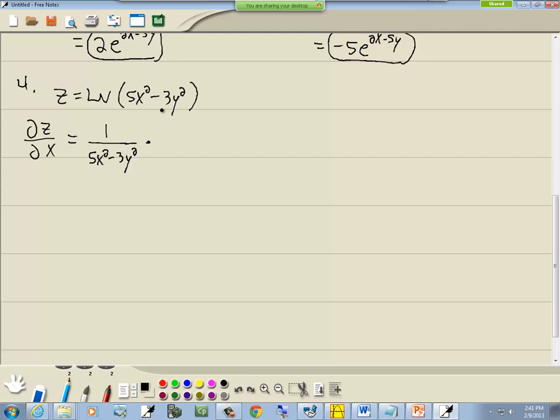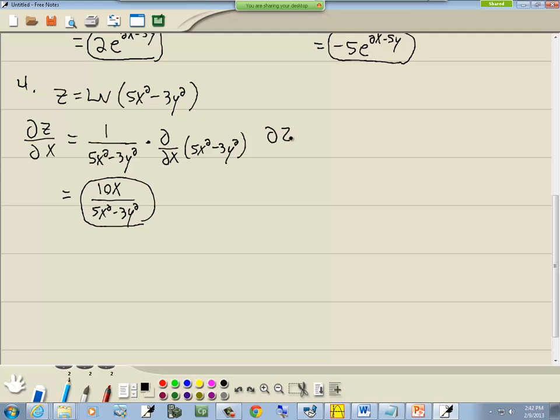But then, remember the chain rule, we have to multiply it times the partial with respect to, in this case, x of 5x squared minus 3y squared. So again, when you've got natural log, the derivative of it is always 1 over whatever's inside the parentheses times the partial with respect to x of what's inside the parentheses. Well, the negative 3y squared, again, we treat as a constant, so that drops away. So the derivative of this gives us 10x over our 5x squared minus 3y squared.